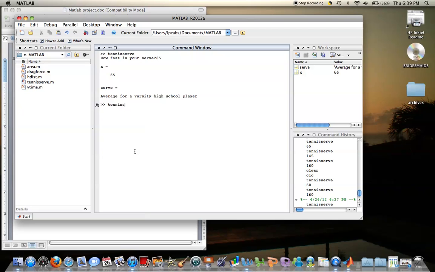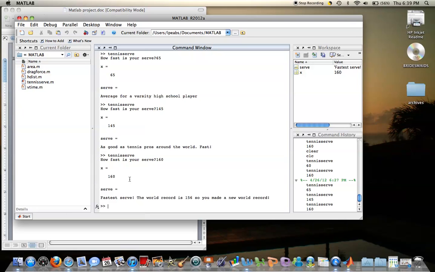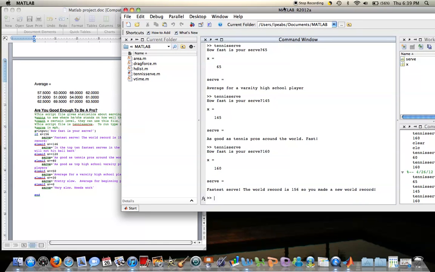And then for each different number you type in, you can type anything, like we'd say 145 miles per hour, which is really fast. As good as tennis pros around the world, so you know you're extremely good if you have that fast of a serve. And then just for fun, 160 miles per hour. And you get fastest serve, the world record is 156, which was made a few years ago, I do believe. And so if by some chance you do have that fast of a serve, you should probably tell someone.